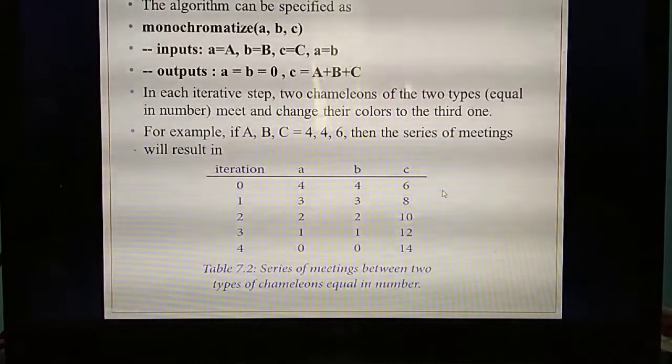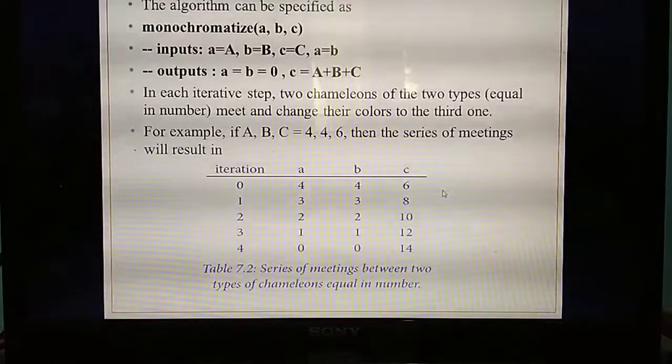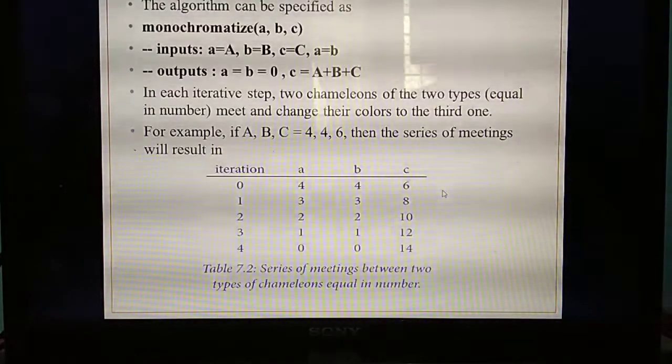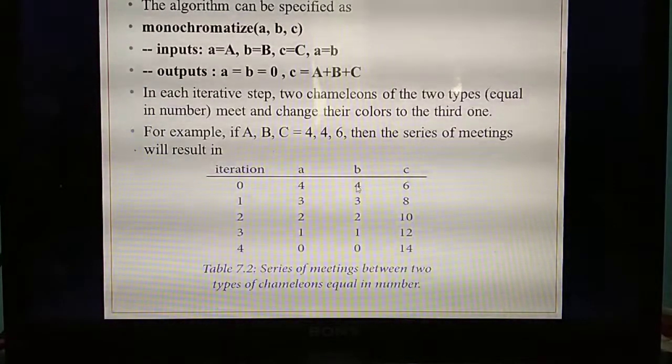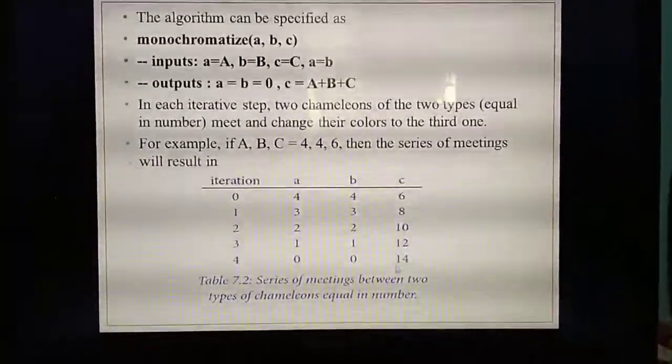Understand? Now read it one time yourself. Very, very important question. Understand the problem? Each time you need to reduce the values of A and B by 1 and increase C by 2. At last you will get the answer 40.